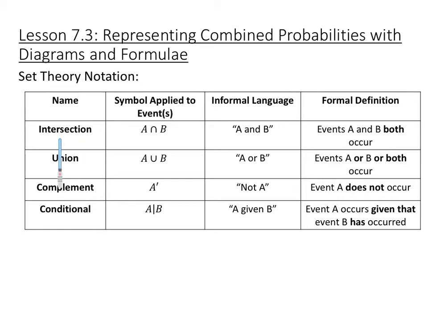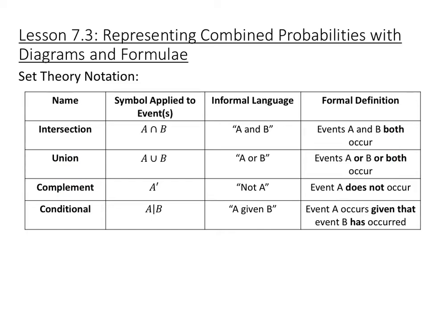So the first one here is an intersection. Intersection is represented with this upside down U. So this is A intersect B. The informal way is A and B. So this is kind of like an A looking thing. So that means the events that occur in both A and B. So things that overlap between them.